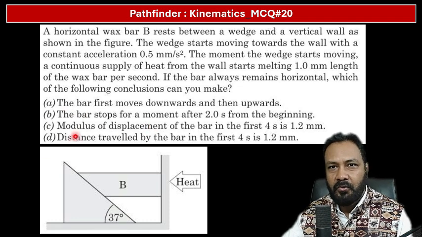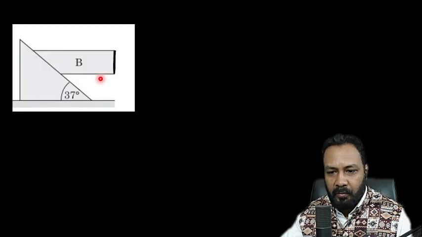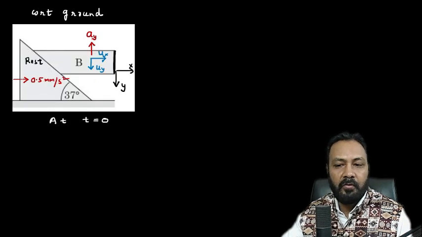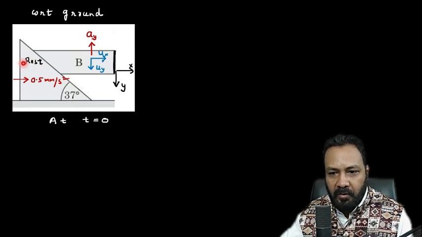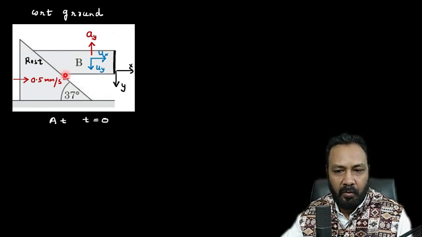First of all, let's see the constraint part. So this is the diagram and we want to look from the ground frame first. This part of the wax bar is just joined by that fixed wall, and the wall is fixed, so this part of the wax bar is not moving. The wedge is moving with a uniform acceleration of 0.5 mm per second square. Because the wedge and the bar have to maintain contact, this line will also move.